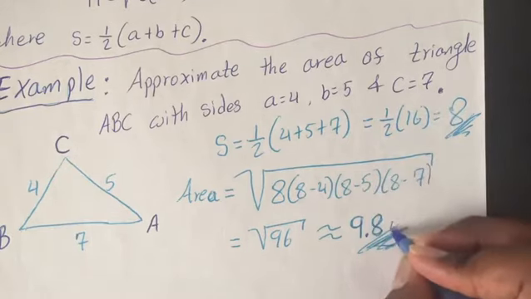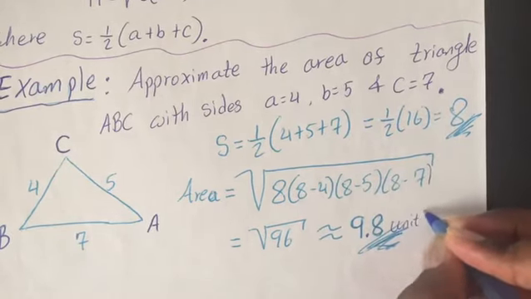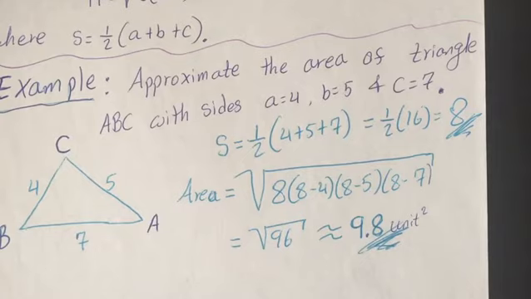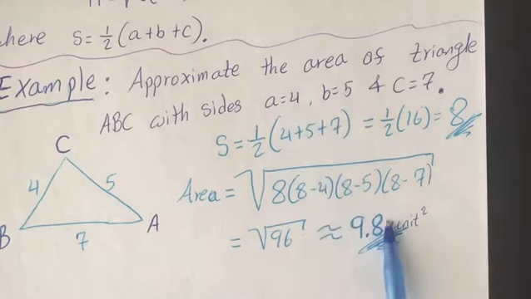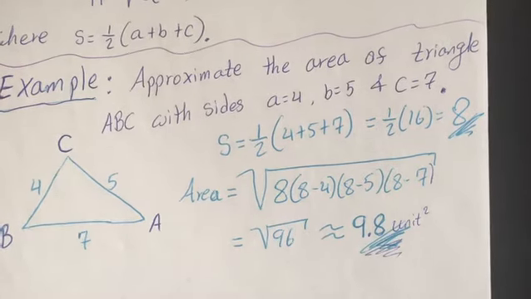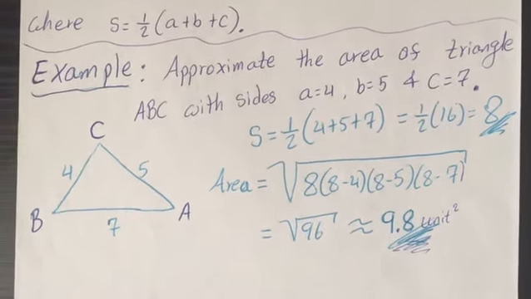In this case, I don't have the units here. So if you don't have the units, it's going to be unit square. But if they give you the units, for example, if this was 4 meters, then the area would be meters square. And this should be able to help you to do your homework 8.